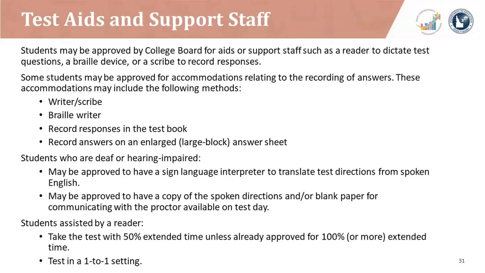Students may be approved by College Board for aids and support such as a reader to dictate test questions, a Braille device, or a scribe to record responses. Some students may be approved for accommodations relating to the recording of answers. These accommodations may include the following methods: the writer, scribe, Braille writer, record responses in the test book, or record answers on an enlarged or large block answer sheet.